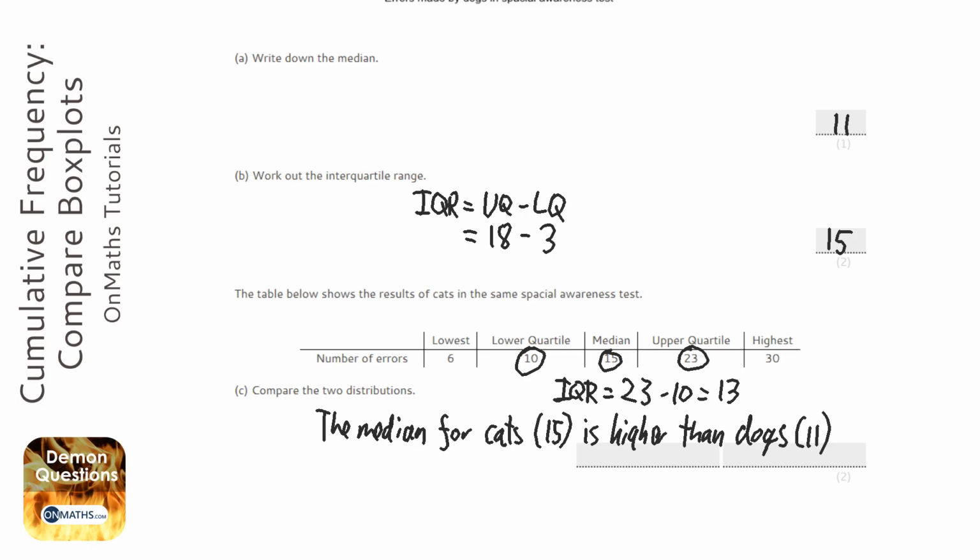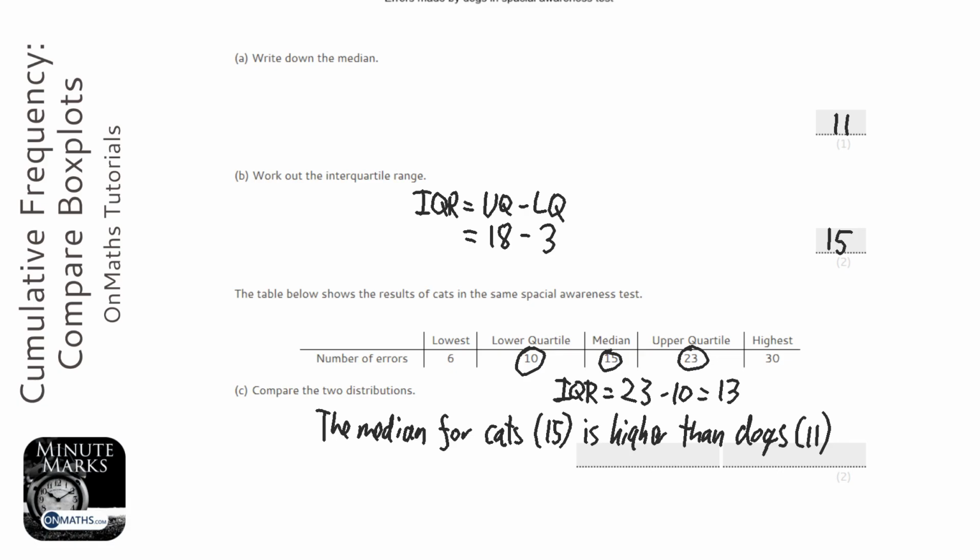Now 13 and 15 are not that far away, so you might say they are more or less the same, or you might say that the interquartile range is higher for the dogs. As long as you back it up with the numbers and say something that makes sense, then that's absolutely fine.